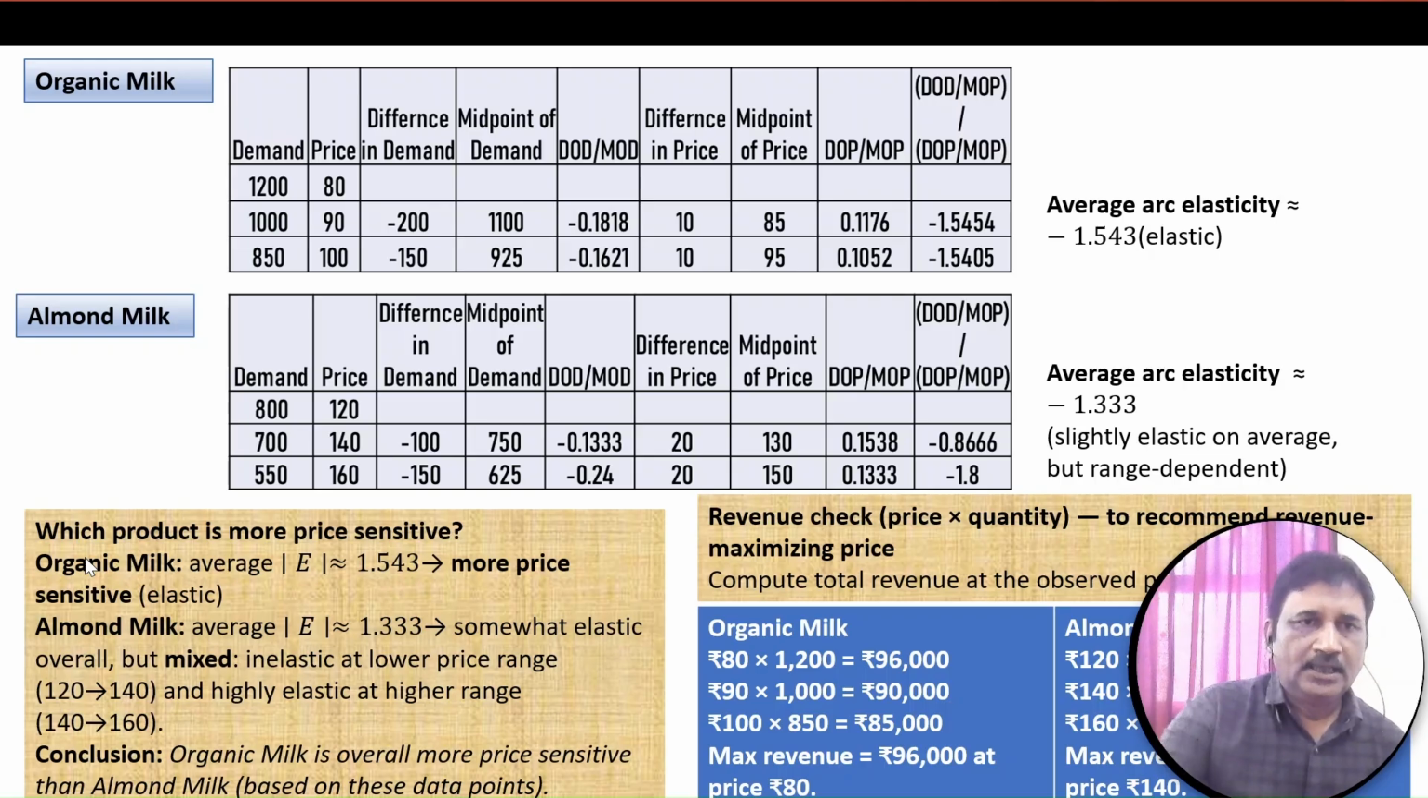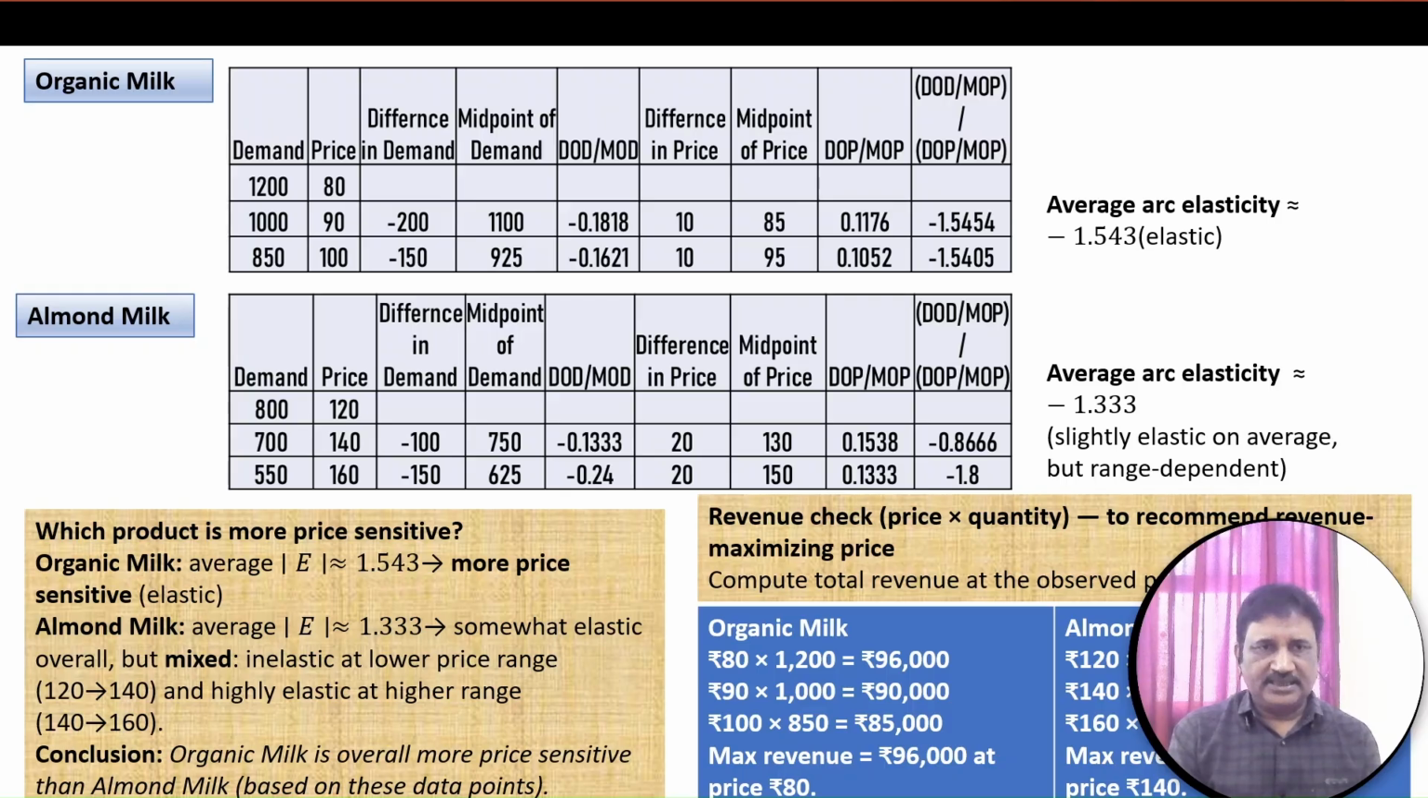Okay. So, which product is more sensitive? Organic milk is more price sensitive, as we see that the average elasticity is coming out to be 1.543. So, more price sensitive. Price sensitive means elastic, and price insensitive means inelastic, right? For almond milk, we are finding the average elasticity is coming out to be 1.333, somewhat elastic overall, but mixed.